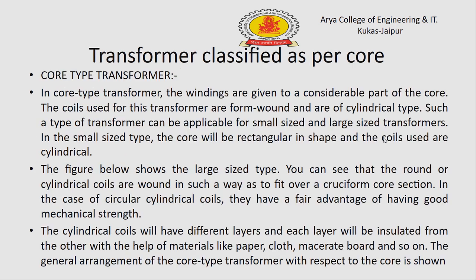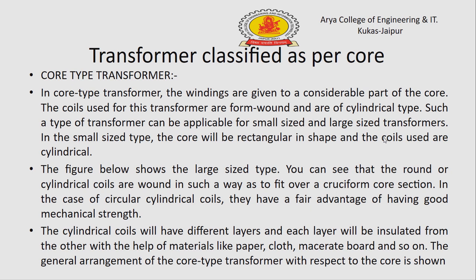Now the transformer classified as per core. In a core type transformer, the windings are given to a considerable part of the core. The coils used for this transformer are form wound and are of cylindrical type. Such a type of transformer can be applicable for small size and large size transformers. In a small size transformer, the core will be rectangular in shape and the coils used are cylindrical. The figure below shows the large size type. You can see that the round or cylindrical coils are wound in such a way as to fit the core section.